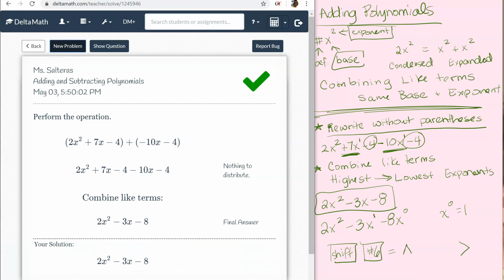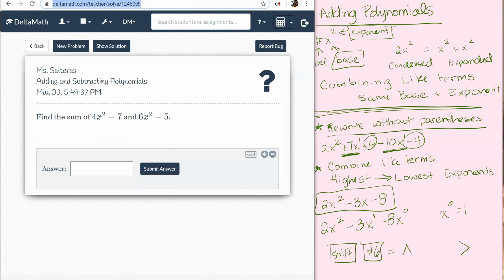All right, so example 2 is going to be the word version. Instead of being given an expression, you're just going to write it out using addition. The question is, find the sum of 4x squared minus 7 plus 6x squared minus 5. What's nice about this is you don't have to rewrite without the parentheses. You can just write it in order, and then combine like terms.